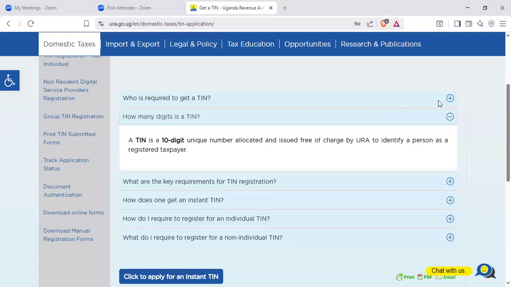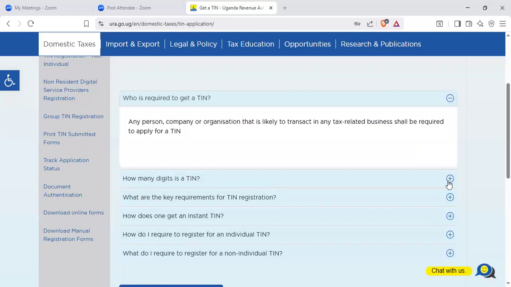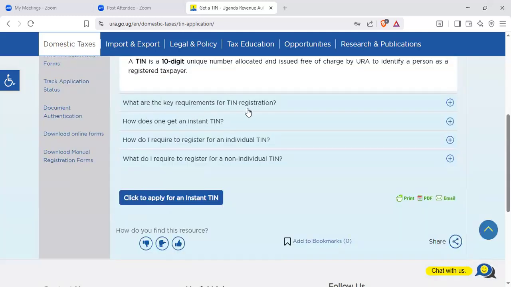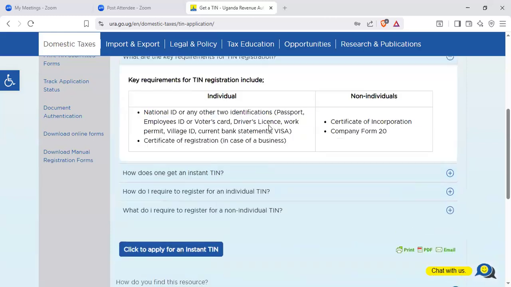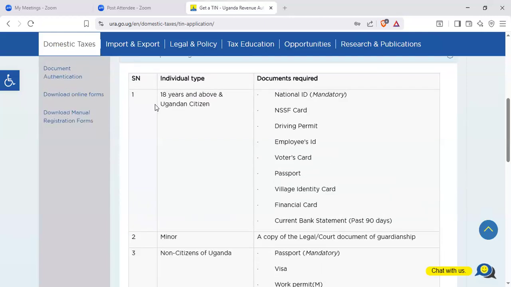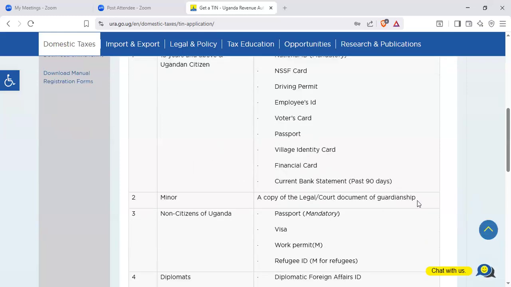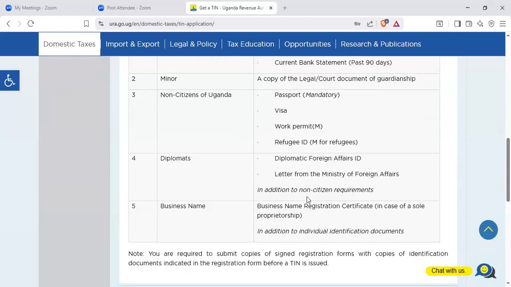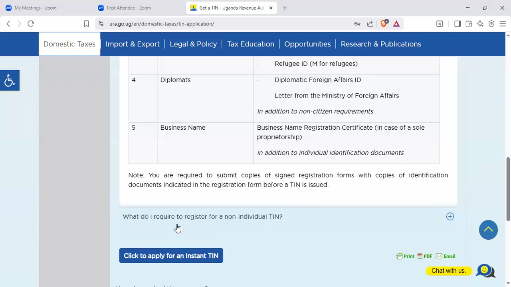So who is required to get a TIN? You can read through all these. What are the key requirements for TIN registration? How does one get an instant TIN? You can read all these things. How do I register for an individual TIN? If you're above 18 years, these are requirements. National ID is mandatory. If you are a minor, you can read through in your free time.